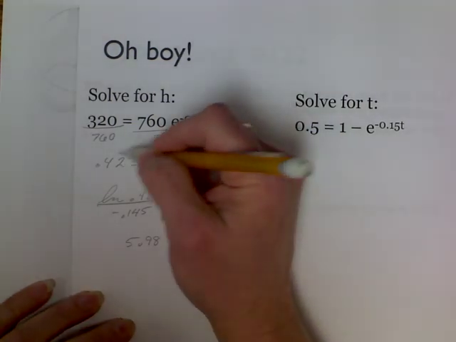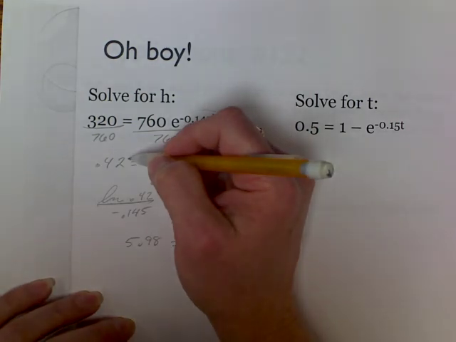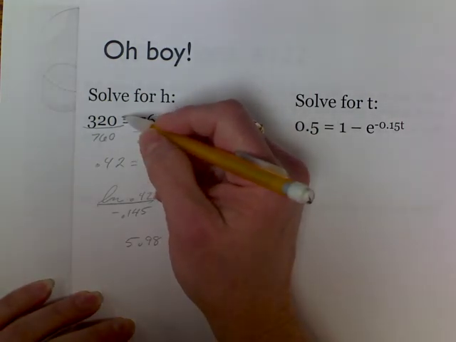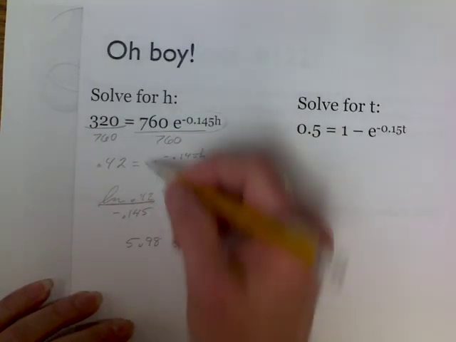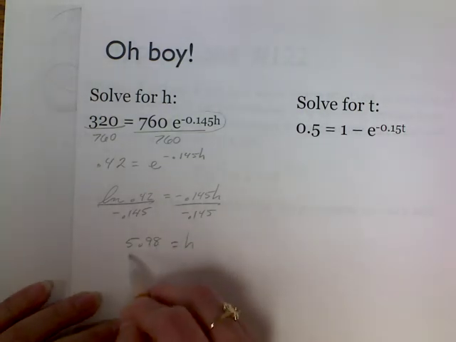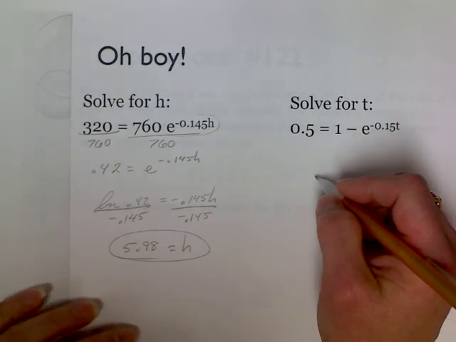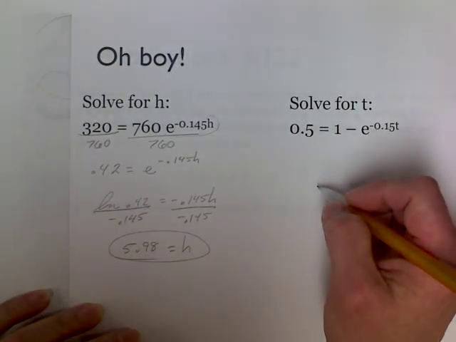Now, I'm not in love with this 0.42 business. I would much prefer to have it more exact. So if I were doing it actually, I would probably leave this as 320 over 760 until I got to the end, and then put the whole thing in my calculator. It may or may not make a lot of difference in this one, but later on it will make a lot of difference. So we will keep that in mind for another day.